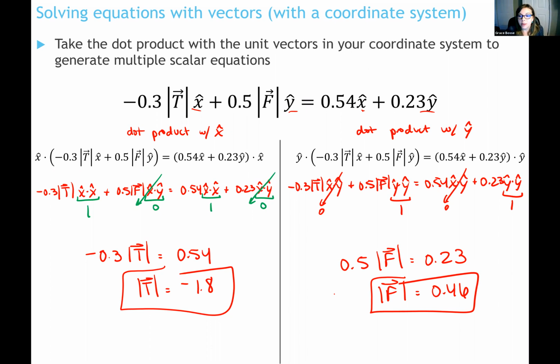And I have a final answer. So that was how I took one vector equation and created two scalar equations. That's a very important technique to use to solve for unknowns.